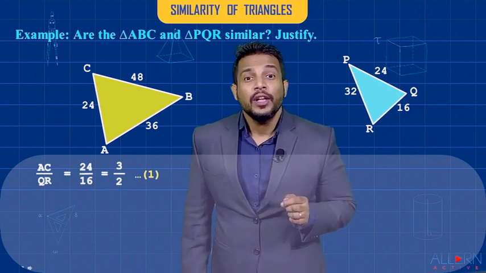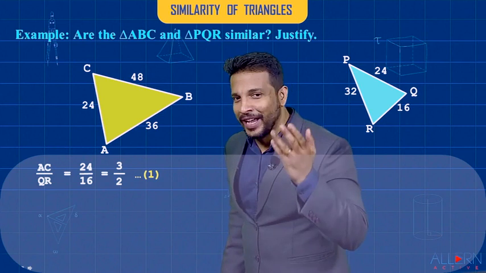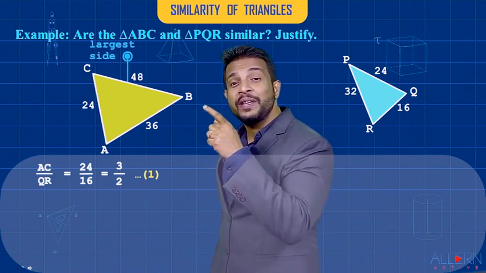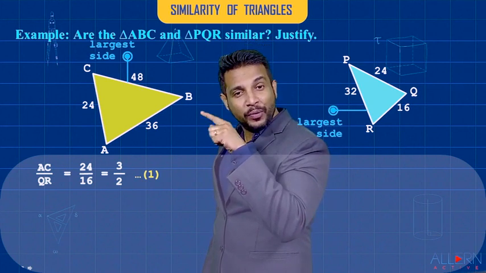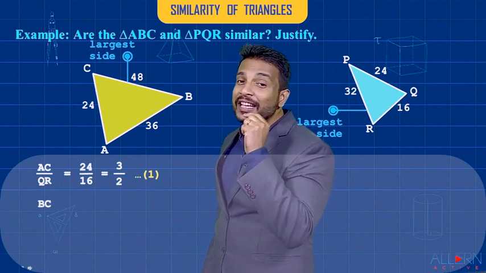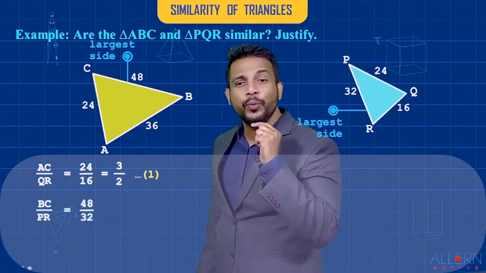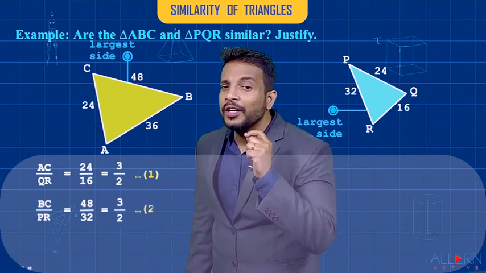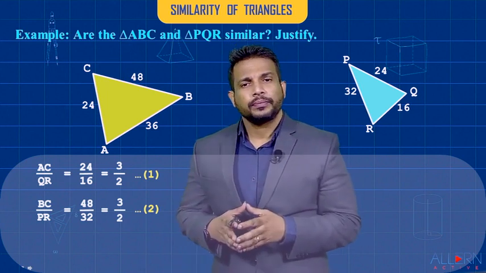Was that easy? So we have the smallest and smallest. So which is the next one? Very clear, it is going to be the largest. The largest here is BC, and the largest here is PR. That means we are going to take the ratio of these two sides. It is BC upon PR, and BC upon PR is 48 by 32. It is divisible by 16. 16 3s and 16 2s. So the ratio is 3 upon 2, which is our result number 2.